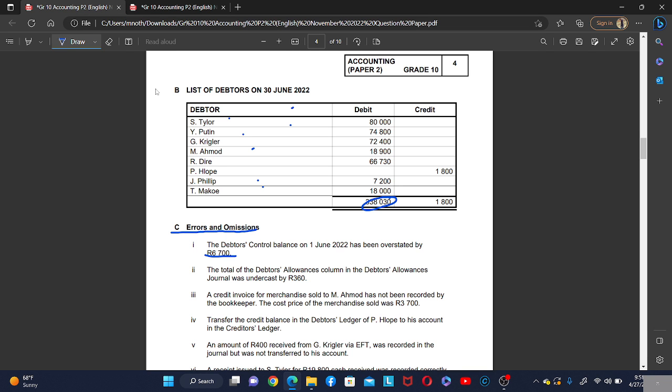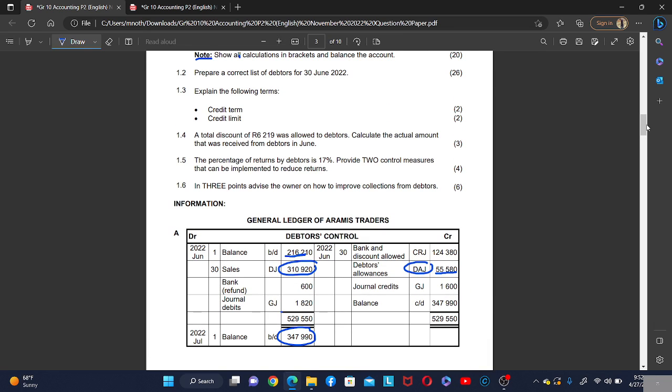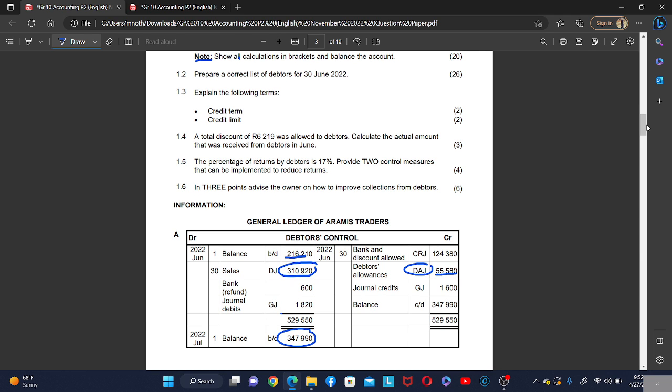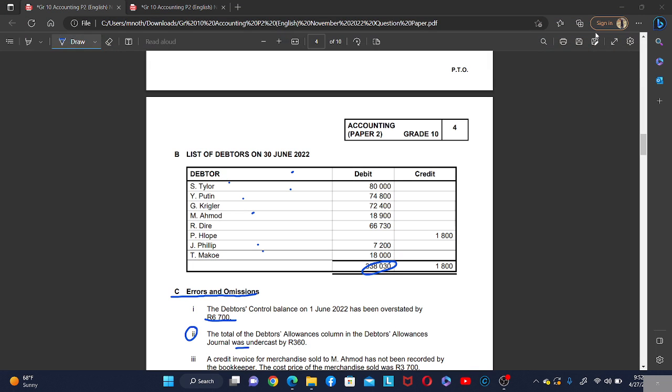Then let's continue. Roman figure 2, the total of the debtors allowances column in the debtors allowances journal was undercast. Meaning that when we were posting from the debtors allowances journal, the money that we posted was less by 360. If they are saying undercast, it means that it is less. So it was less by 360.